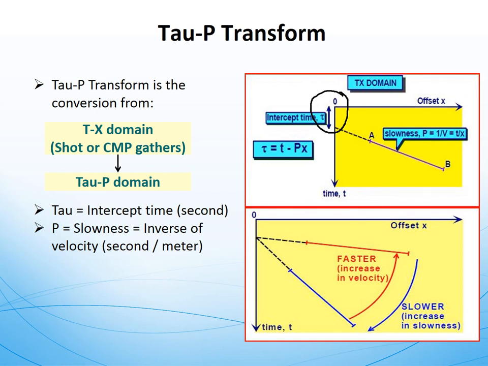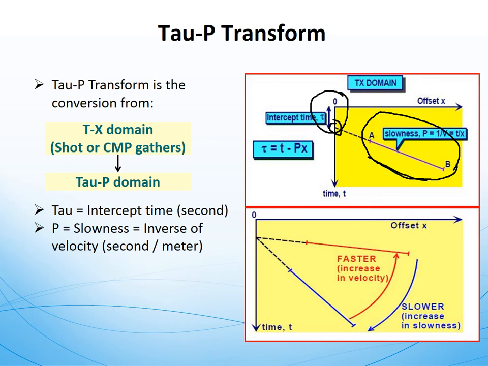In the shot gather domain, or also in the CDP domain, you have data where the slope of the event of a particular reflection gives you the velocity. If you project this slope back to zero offset, you get the intercept time. So the intercept time tau is given a value, while the slope gives you the slowness, which is the inverse of the velocity. And these two pieces of information, tau and p, you can map correspondingly in the tau-p domain.